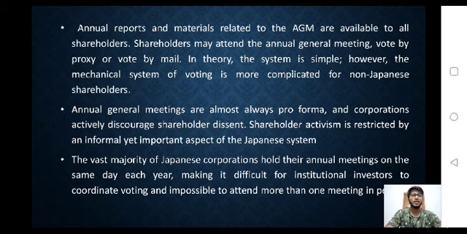This says that the Japanese corporations always hold their annual general meetings on the same day every year. This will give difficulty for the institutional investors in corporate voting, and make it impossible to attend more than one meeting. So if there is another meeting happening on the same date, then it will not allow the institutional investors to attend the Japanese corporations' meetings. So this acts as one problem. Otherwise, this system is simple. That's what the theory says.